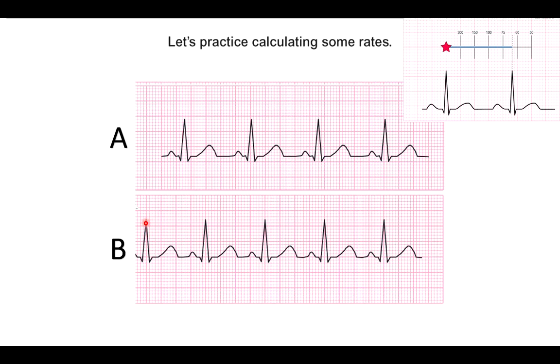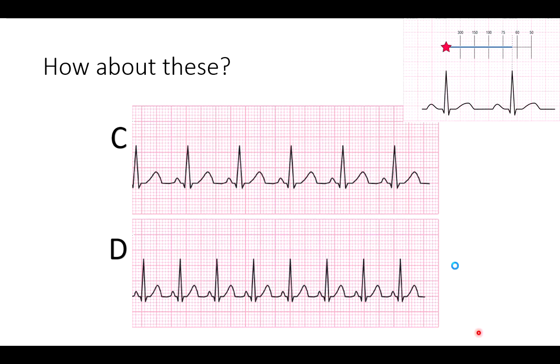Let's look at this one. This one right here, I saw that right away. 300, 150, 100, 75. This one occurs right on that line. 300, 150, 100, 75. Okay, so in this case we have a regular rhythm. You could have used any one of these, gotten the same result. Okay, how about these? Go ahead and click your pause button.